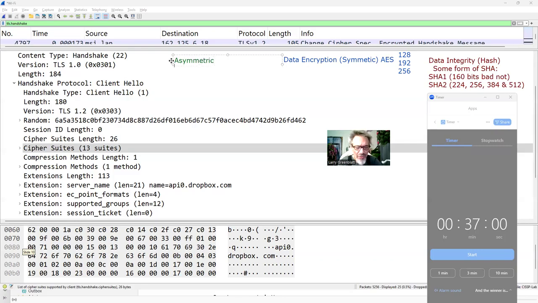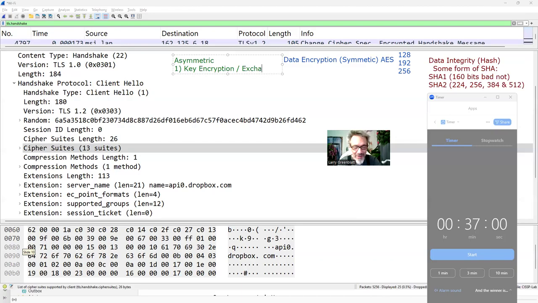Asymmetric will do two things. One, it's going to encrypt the data encryption key. Some people say key agreement, some say key exchange. You talk to a Diffie-Hellman guy, it's an agreement. We'll call it an exchange.